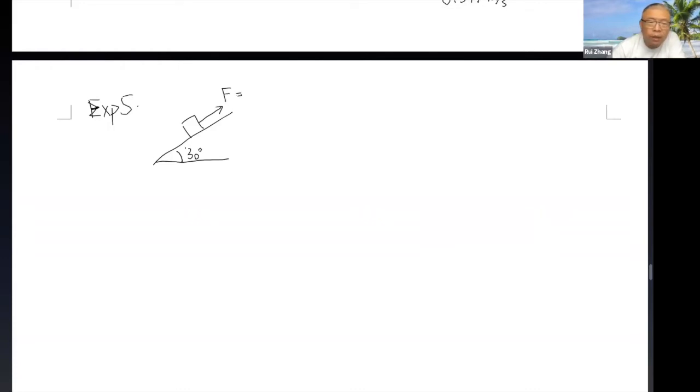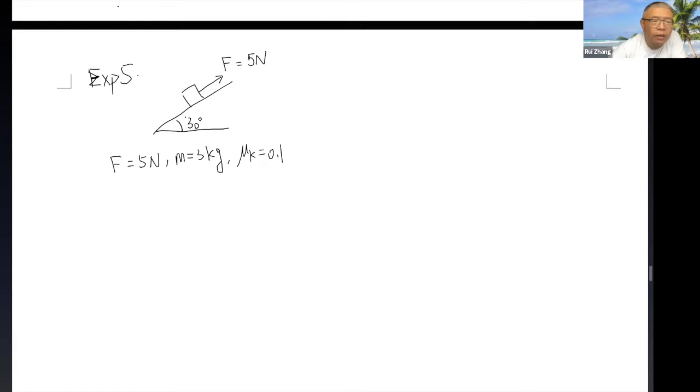Let's still keep the force to be 5 Newton. We'll see how this object goes. So again, we'll have friction on the surface. So we'll have F equal to 5 Newton, M equal to 3 kilogram, and mu K equal to 0.1. So it's still the same kind of setting, but the only difference is now it's on the ramp. This problem is probably the most complicated problem we will have in this chapter. We won't go further than that.